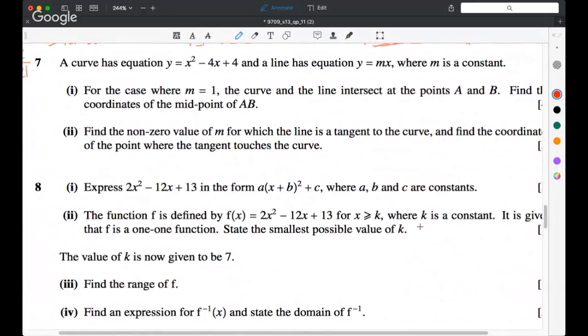Okay, so question 7. This is basically about a parabola and a straight line. You should recognize that a quadratic equation produces a parabola, and that a linear equation produces a line. That's why it's called linear. And they're asking you to consider an intersection between these two. So how do you find intersection points?